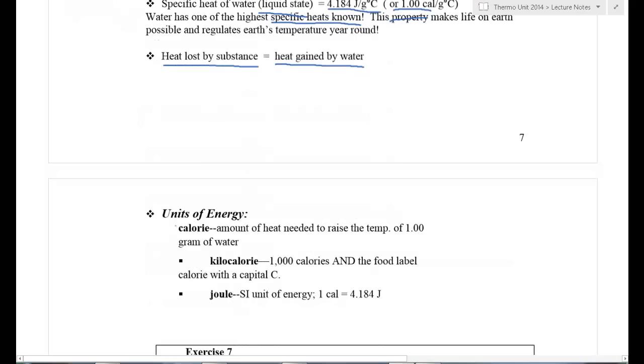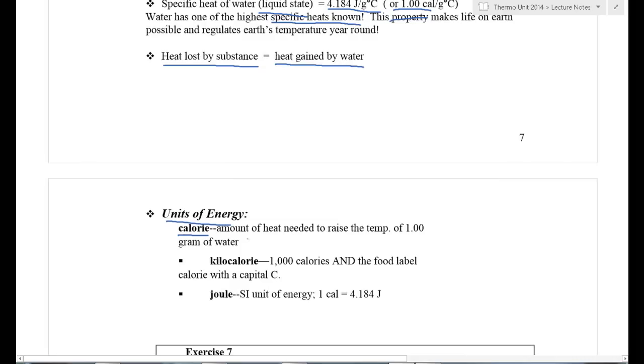So let's just talk a little bit about units of energy. Like I said, we used to use the calorie, and actually we're kind of very ancient in the United States. We use BTUs, but most of the world uses joules. A calorie is the amount of heat needed to raise the temperature of 1 gram of water by 1 degree C.